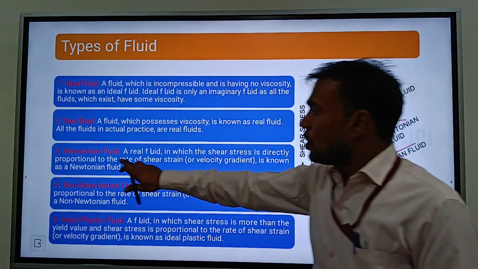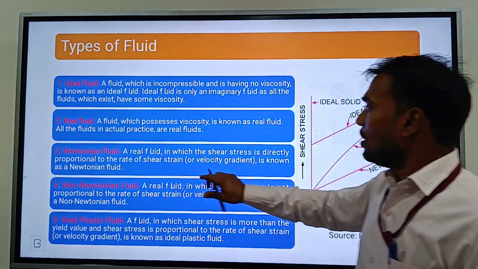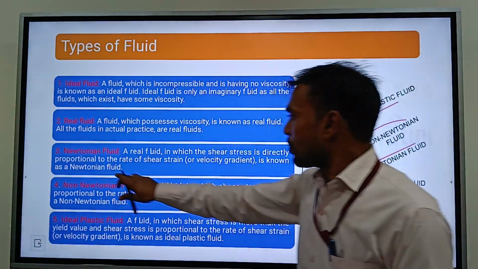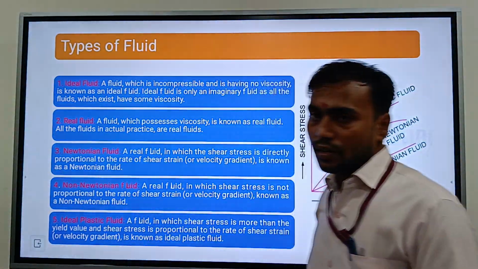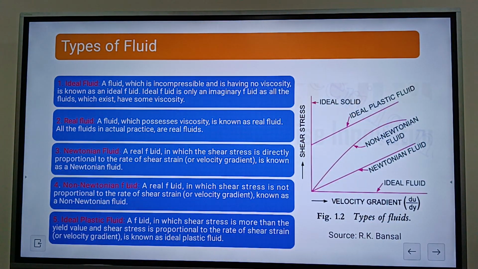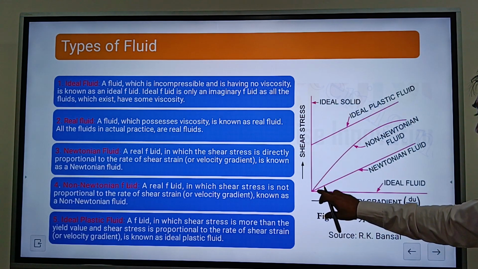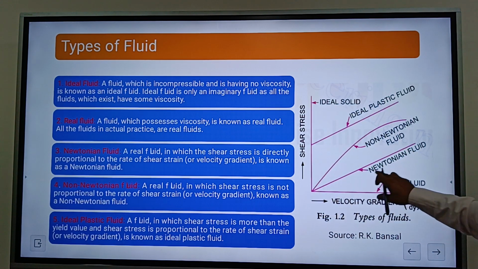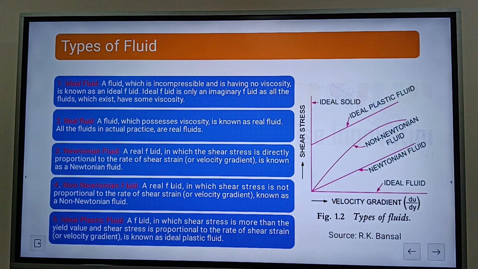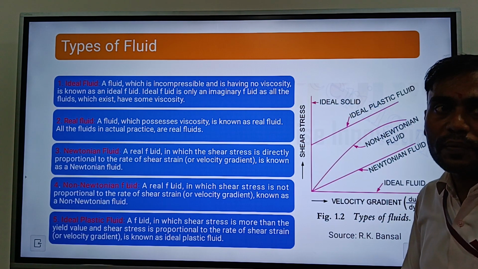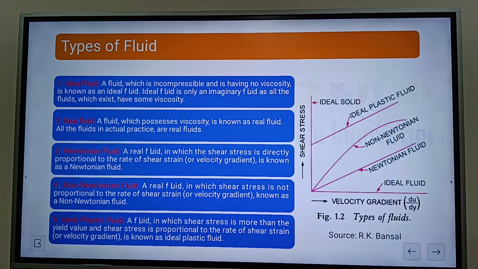Now, Newtonian fluid: a real fluid in which the shear stress is directly proportional to the rate of shear strain is known as a Newtonian fluid. So let us discuss in the diagram. This is a straight line representing the variation of shear stress and velocity. Means a Newtonian fluid represents the linear behavior of shear stress with respect to the strain or shear deformation.